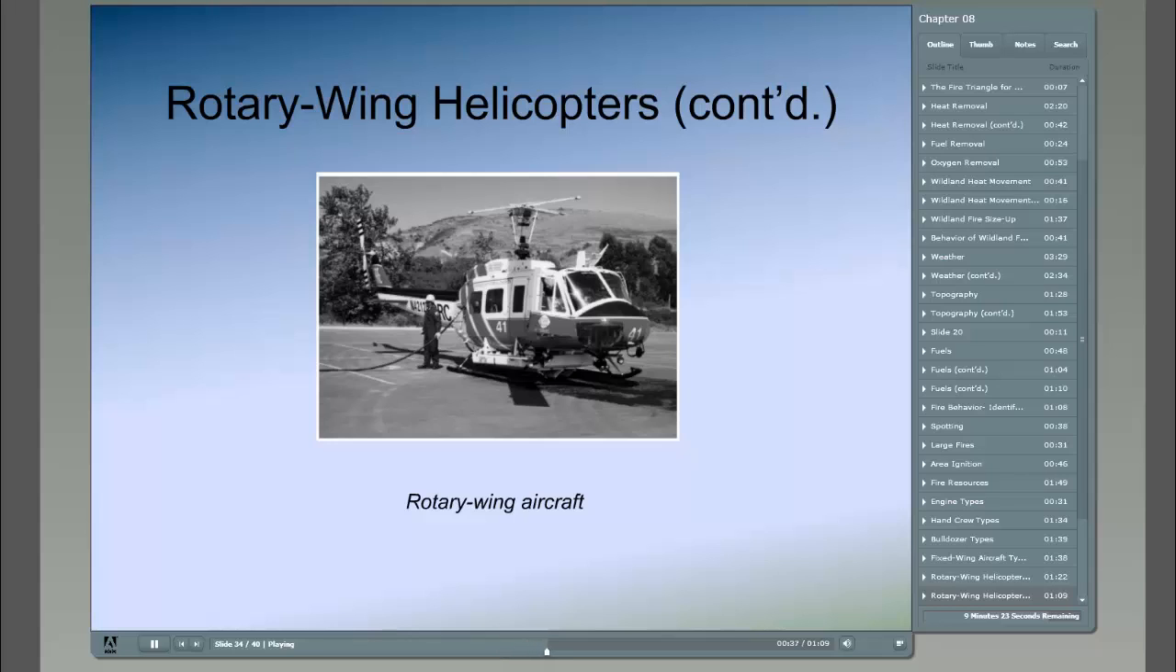A Type 3 has 5 to 8 seats, capable of carrying 1,200 to 2,499 pounds, and 100 to 299 gallons of water or retardant. And finally, Type 4 has 3 to 4 seats and carries 600 to 1,199 pounds, and is capable of carrying 75 to 99 gallons of water or retardant.